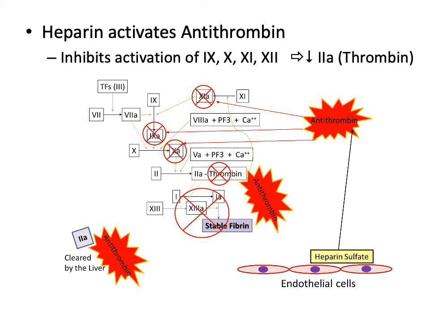As you can see in this diagram, antithrombin affects the cascade of coagulation factor activation at multiple points. Antithrombin inhibits the activation of factors 9, 10, 11, and 12, which ultimately prevents thrombin formation.